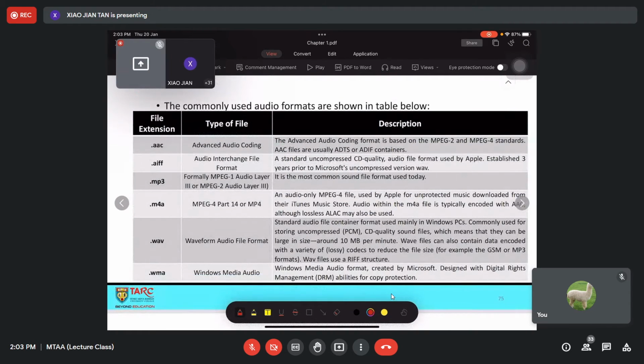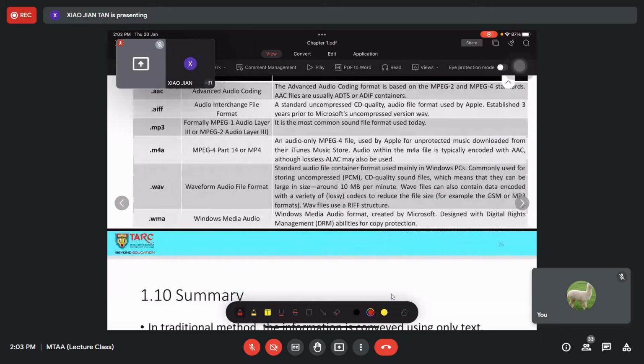And this is the common audio format. .aac, .mp3 is very common, I believe. The rest of it maybe not so common to you all. Perhaps .wma is common as well. MP3 will be the most common. Okay, I believe last time, maybe 10 to 20 years back, we do have MP3, right? Like the iPod, all those things. Yeah, those are MP3.